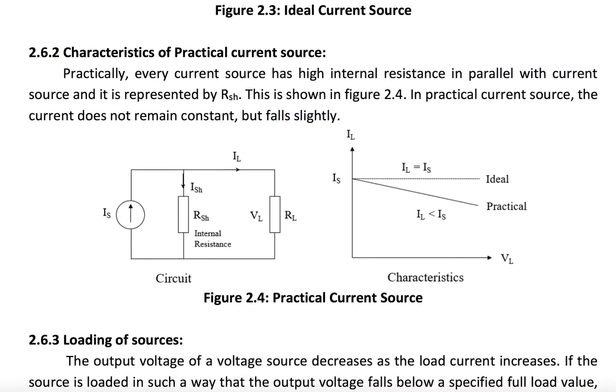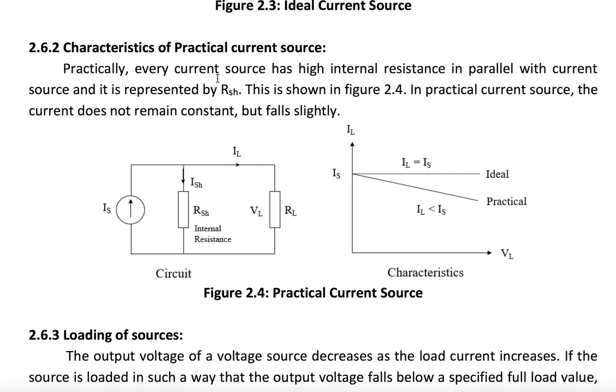But what about a practical current source? Practically, every current source has a high internal resistance in parallel with the current source, represented by Rsh. There it is Rsc, here it is Rsh. Why? Because there the resistance is in series with the source, and here the resistance is in parallel with the source.